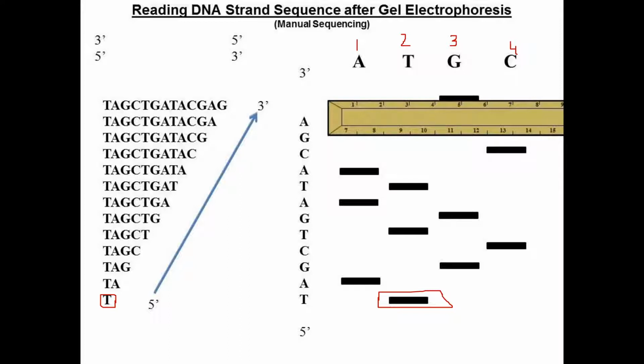And above it is A. So we know that after T comes A. So the sequence is TA. Then comes G here, TAG. Then we have C, TAGC. TAGCT. And similarly we go on until we have the whole sequence.